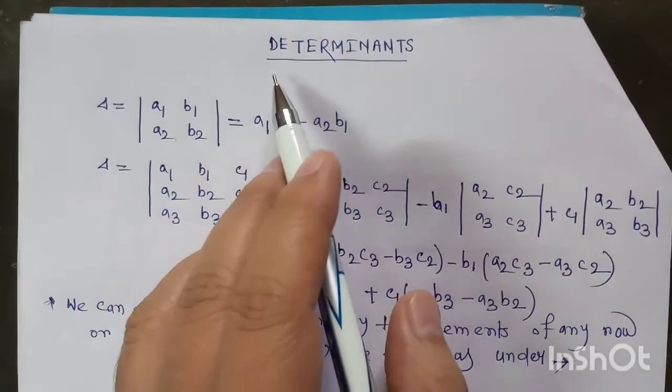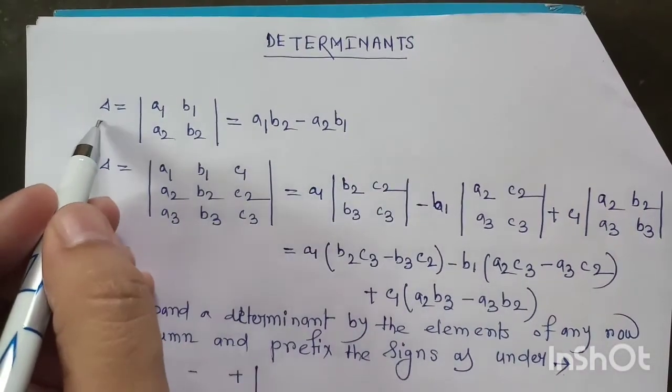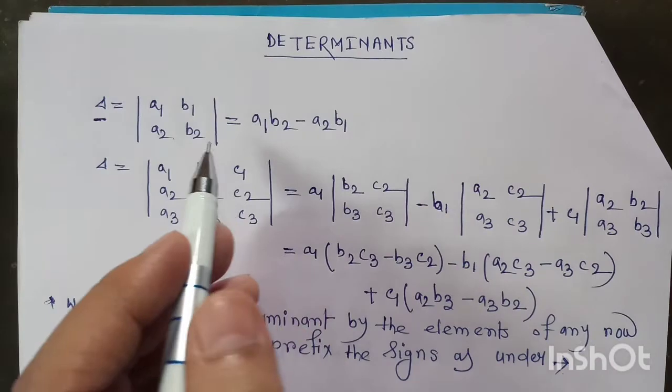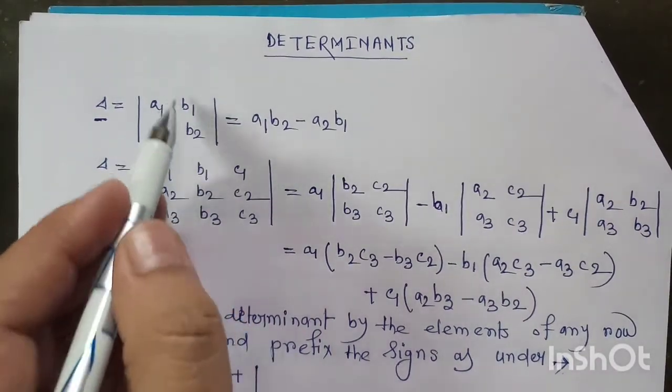Look, all of you, determinant. This is a new chapter. We are denoting a determinant by delta. It is your choice, no problem. It is a second order determinant, that is two rows and two columns.